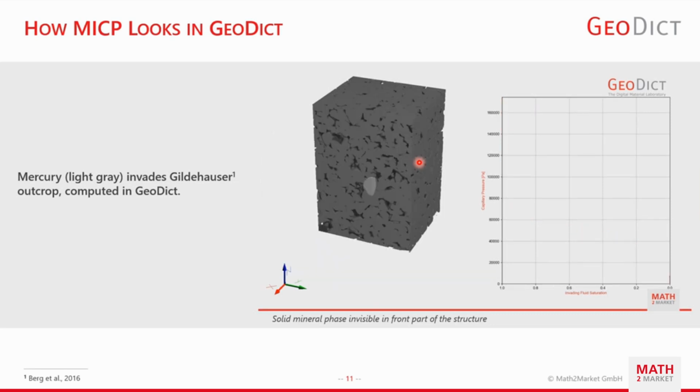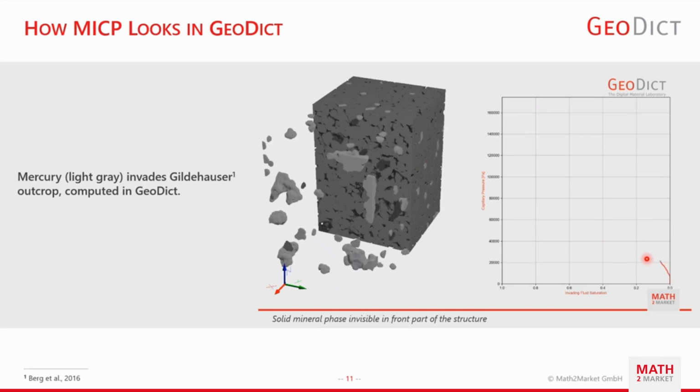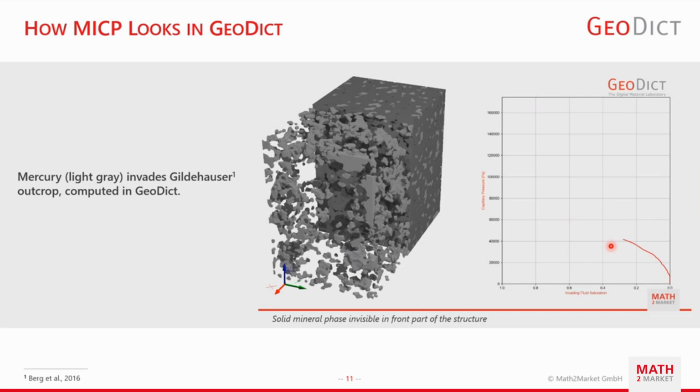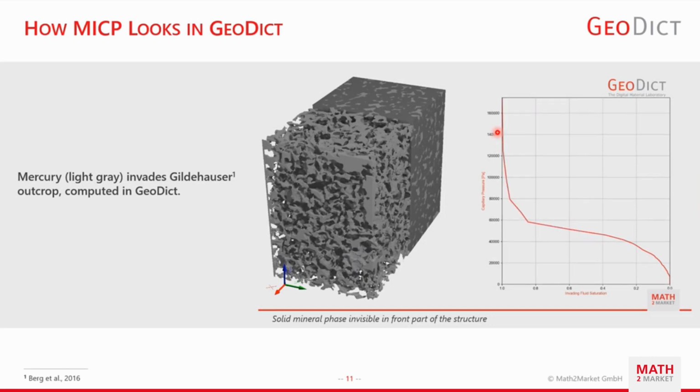Now I'm going to quickly play the animation of how this looks when computing it in GeoDict. And on the right side, you can also see the development of the capillary pressure curve up to the final point.